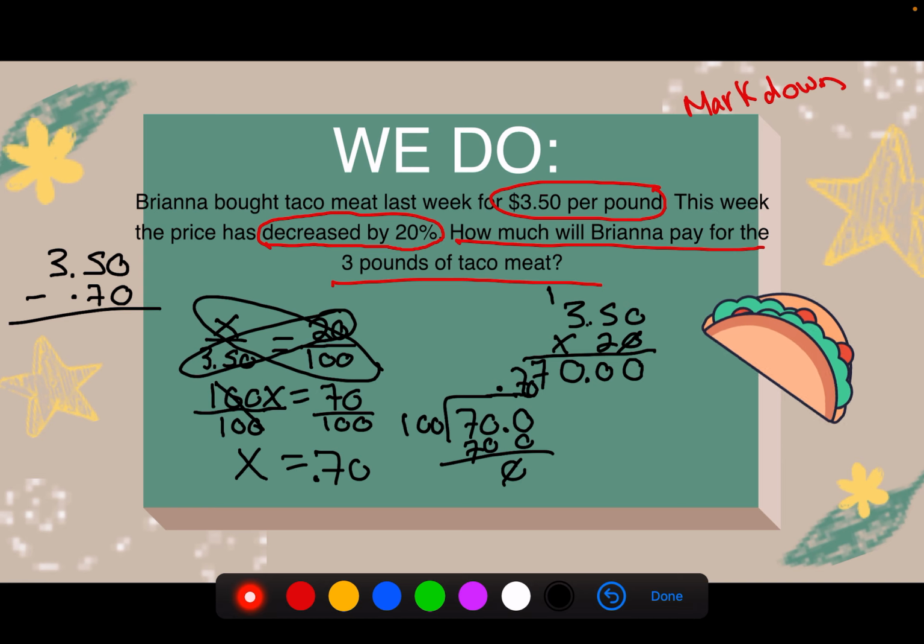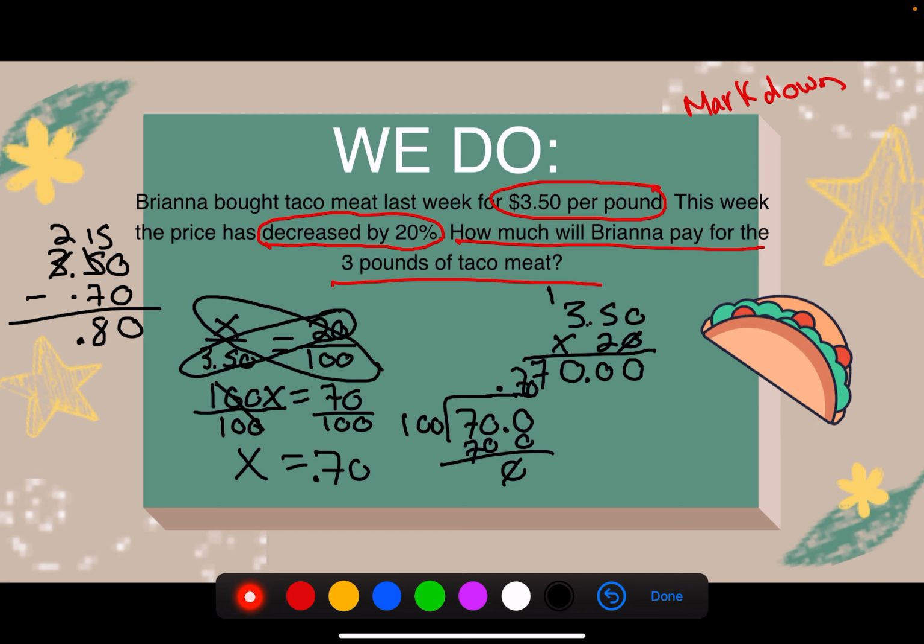Don't forget, you have to borrow, because you can't do 5 minus 7. So now you have 15 minus 7. What's 15 minus 7? 8 is correct. Bring down your decimal, and then bring down your 2, because you have nothing you're subtracting it from. So it is 280.